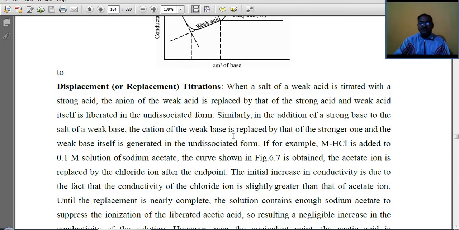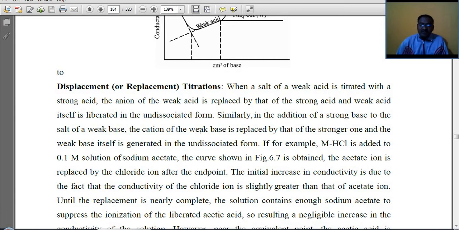In this concept, we have to take a weak acid titrated with a strong acid. The anion of the weak acid is replaced by the strong acid, and the weak acid itself is liberated in the undissociated form. Similarly, in the addition of a strong base to the salt of a weak base, the cation of the weak base is replaced by that of the stronger one, and the weak base itself is generated in the undissociated form.